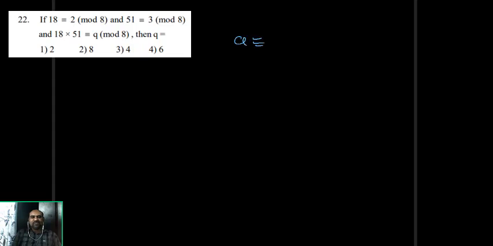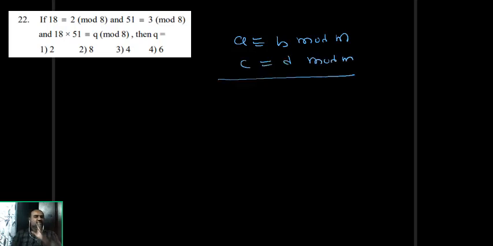A is congruent to B modulo M, and C is congruent to D modulo M. Then one of the properties says that AC is congruent to BD modulo M.